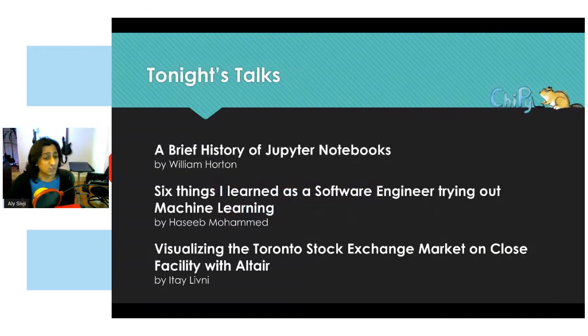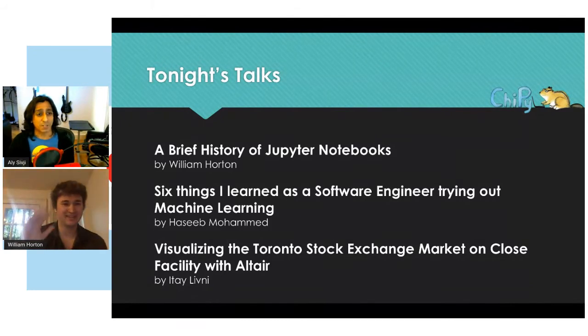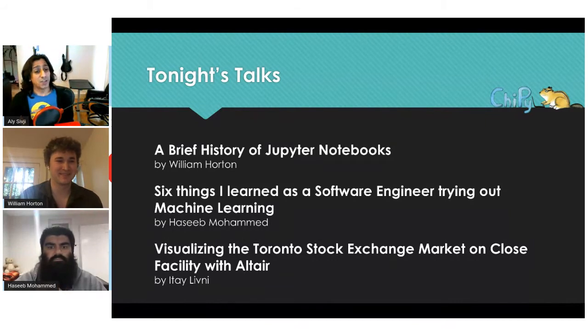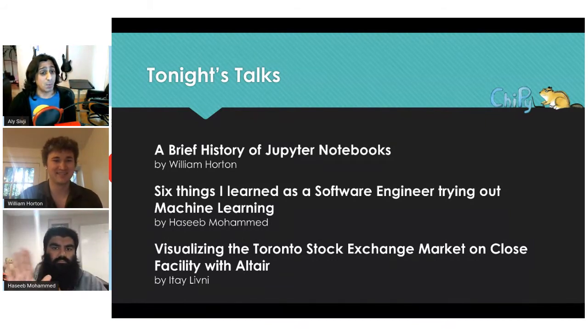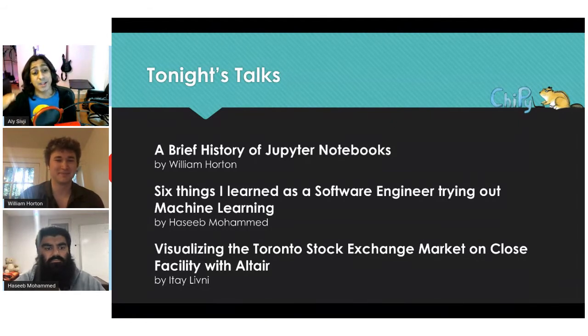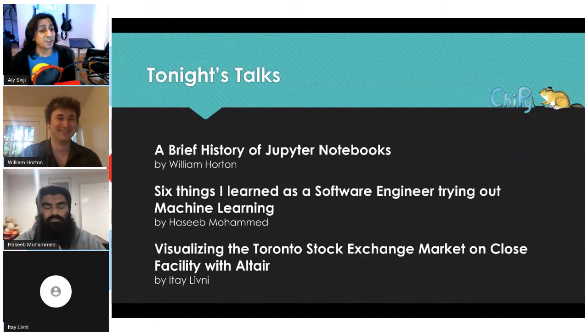Speaking of which, let's bring the speakers on really quickly. We've got William Horton, who is going to go first with a brief history of Jupyter notebooks. Next is Haseeb Mohammed talking about six things he learned as a software engineer trying out machine learning, and you positively won't believe number five. And then finally, we have Itay, with his not-shared webcam, talking about the Altair visualization library.